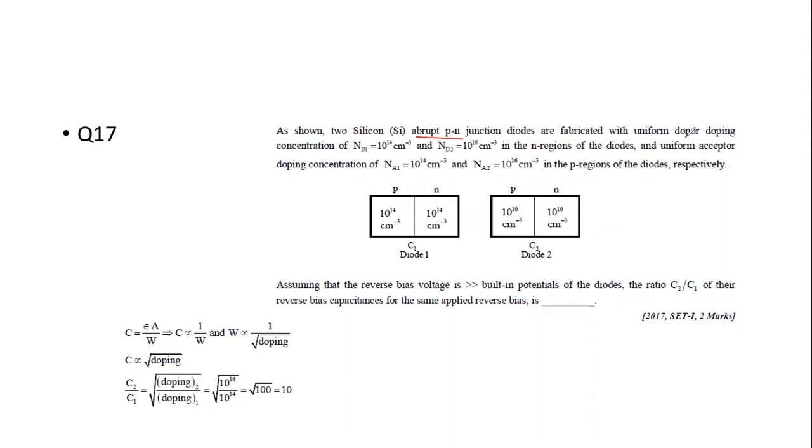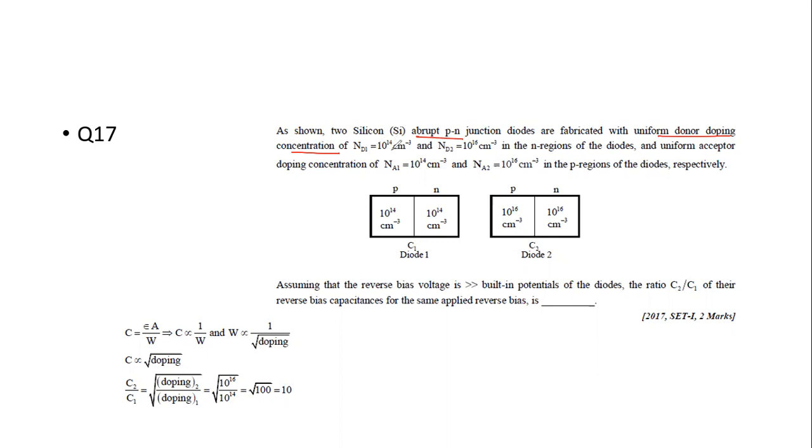They are fabricated with uniform donor doping concentration. It means the doping concentration is uniformly doped. My dear students, I have already discussed what we mean by uniformly doped and non-uniformly doped semiconductors. Uniformly doped semiconductor means every point has the same doping concentration.